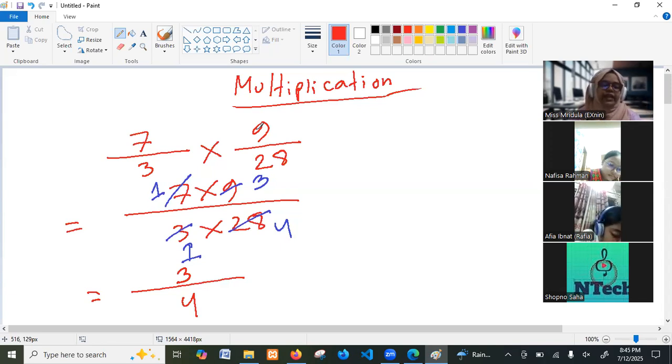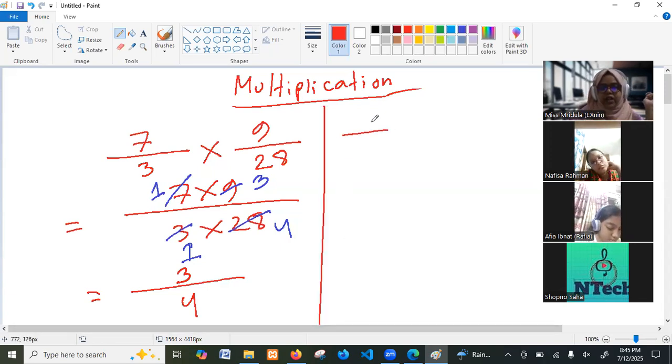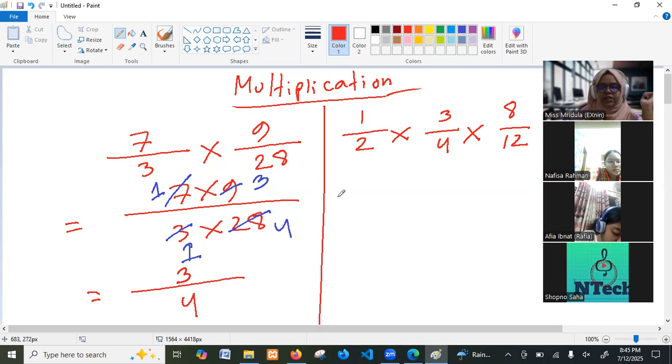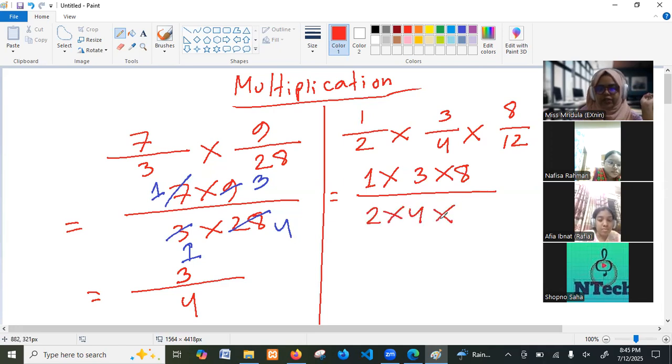In this way, they can give multiple fractions. It's not that they're only bound to give you 2 fractions, okay? It can be 3 fractions as well. If I show you here, like this, we have 3 fractions. So when we have multiple fractions, we have to just multiply our numerators together and our denominators together.